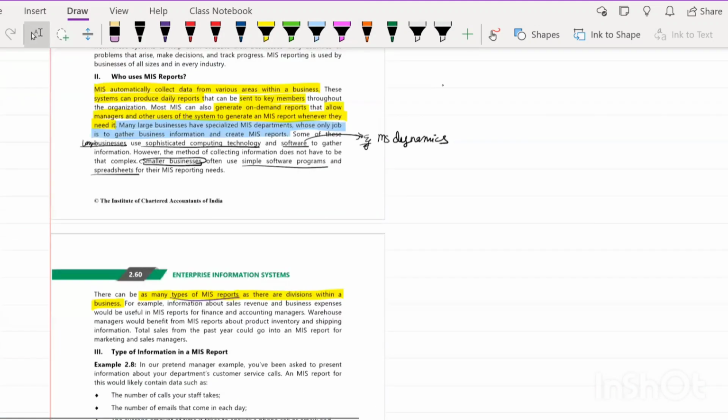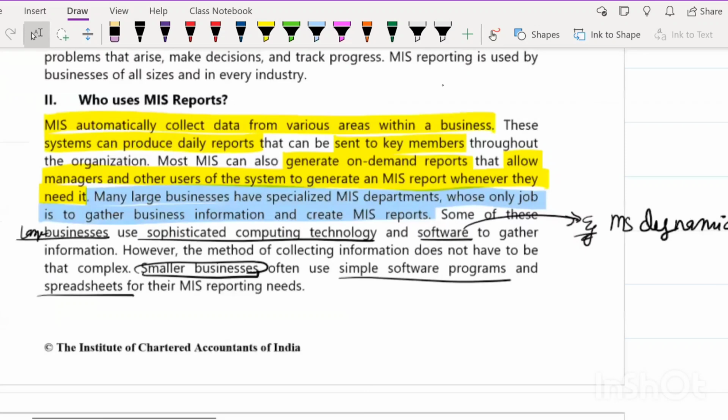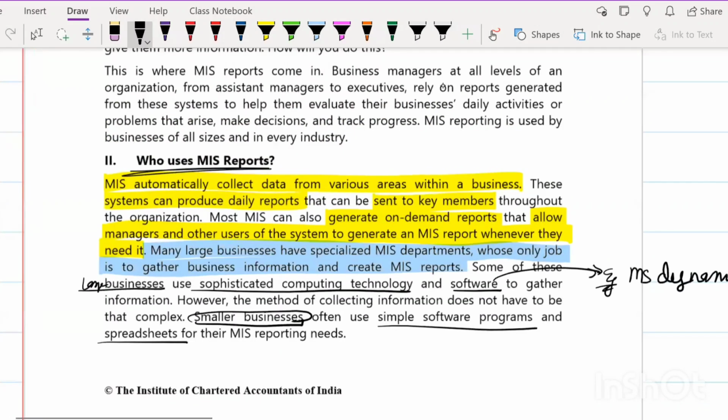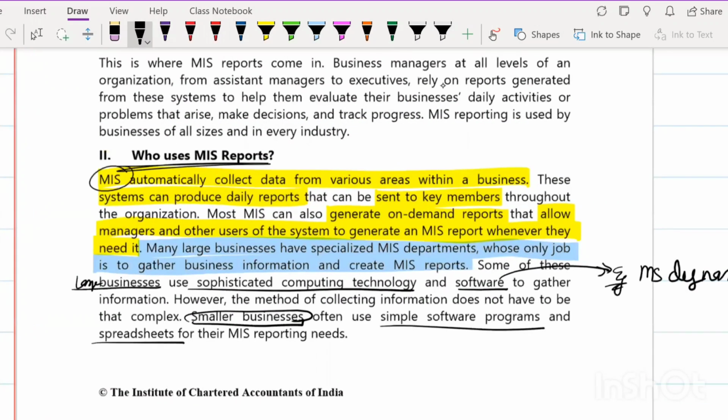Okay, so here they talk about MIS. Who uses MIS reports? Who uses these management information system reports? First, how do they collect these reports? From where do they get this information? They get it from the various areas within a business. Depending on the information they have got, the systems produce daily reports and send them to the key members for whom this information will be useful.